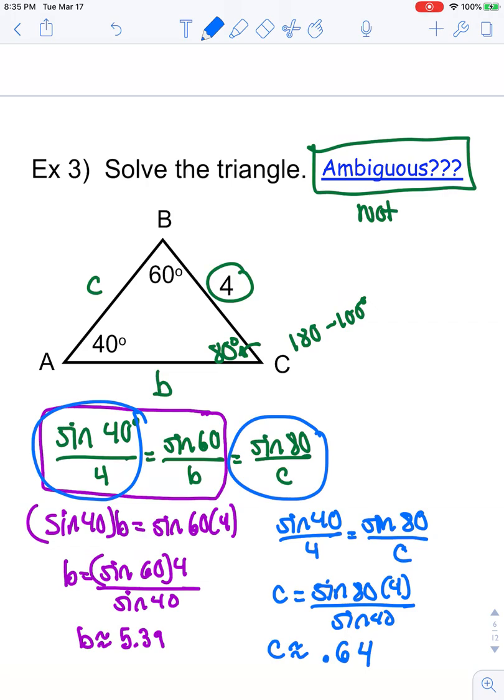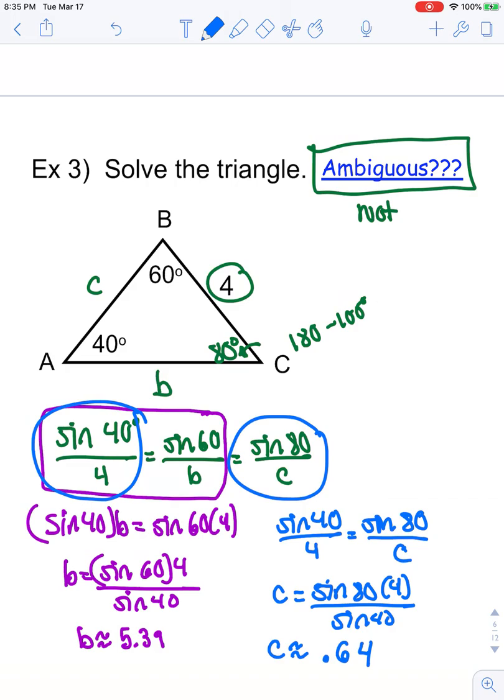Now, looking at that, that doesn't seem correct. If we go back, the sine of 80 times 4, it looks like side C is the largest angle, and therefore it should be across from, I'm sorry, angle C is the largest angle, so the side across from that should be the largest side.